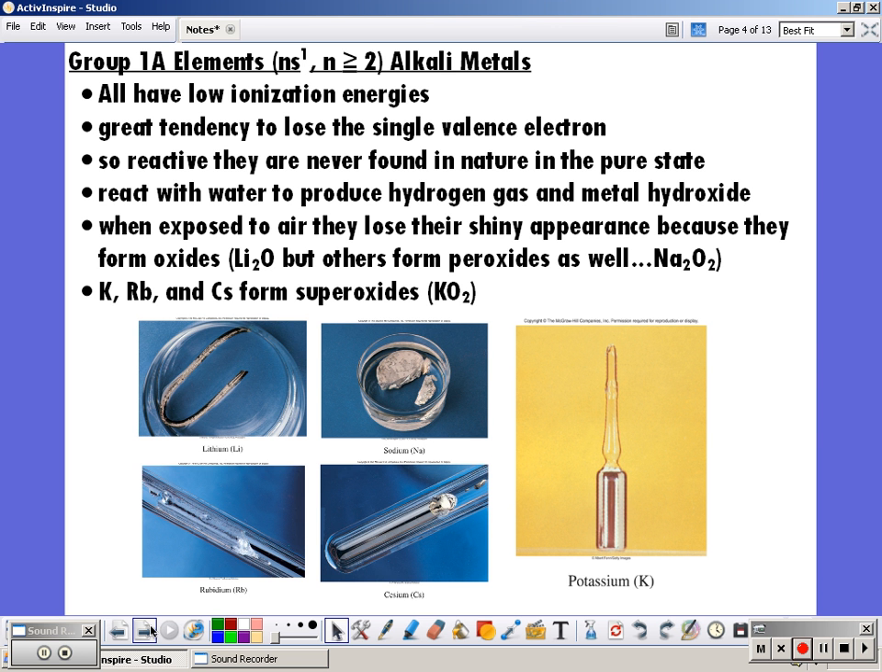So these are some pictures of our group 1 elements. Notice that they all look very shiny, metal-like. None of them really have any color. And if we were to cut into it, it would start to appear very dull because it would be reacting with the air.